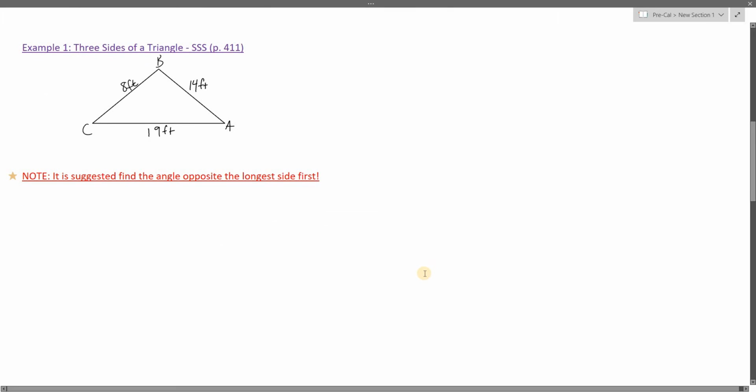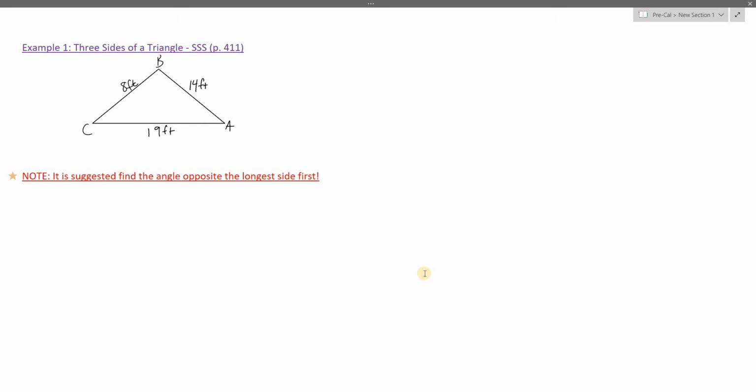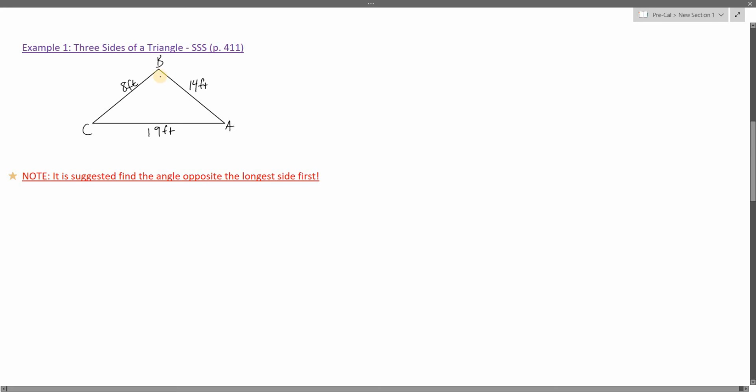So let's look at a problem where we use this new formula to solve a triangle. Well, here's example 1. We have three sides, so this is a side-side-side case, and you have 8 feet, 14 feet, and 19 feet. Now I put this in large letters. This is page 411. Note, it is suggested that we find the angle opposite the longest side first. What this does is it helps us to prevent serious problems in the future. So you'll notice B is opposite 19, and 19 is the largest side, so we will be looking for angle B first.